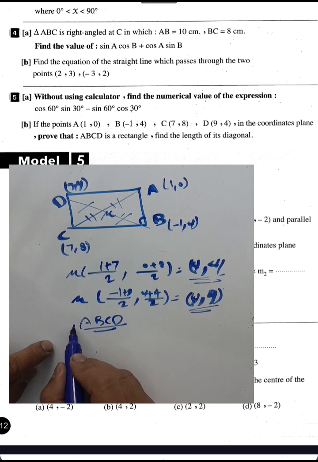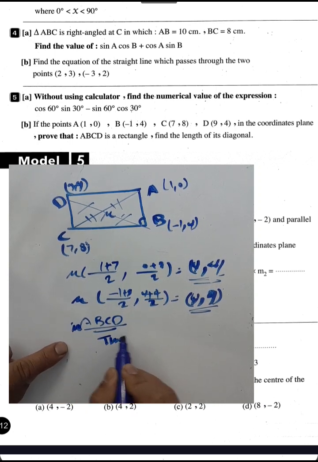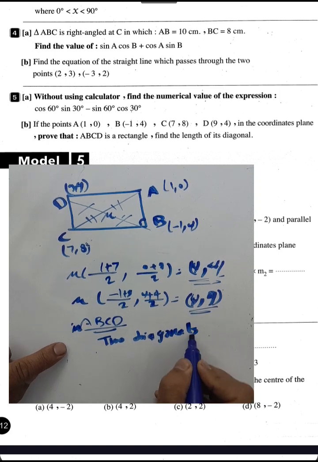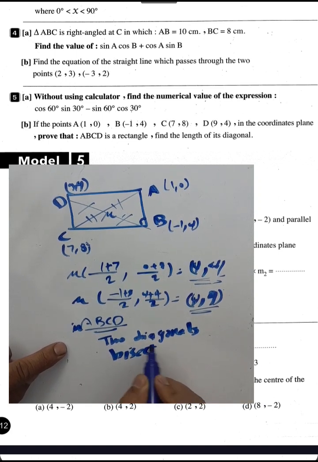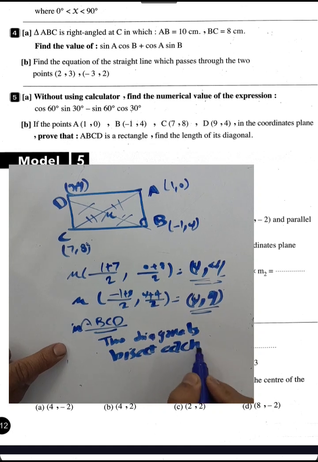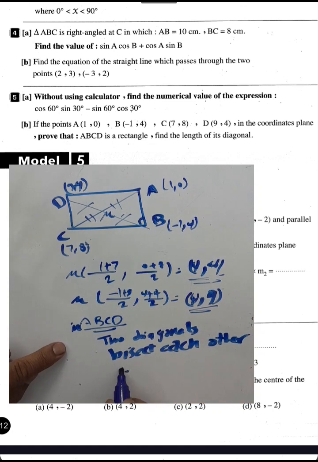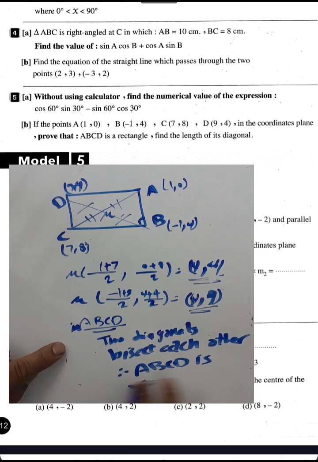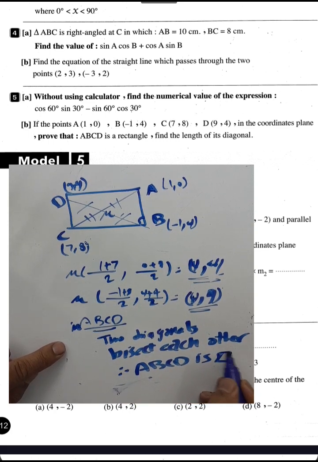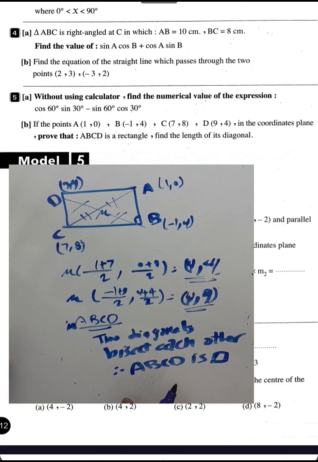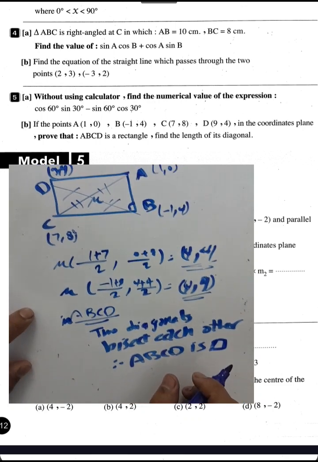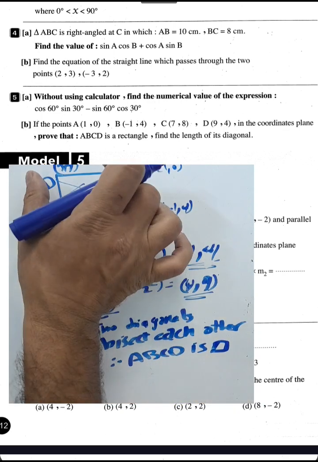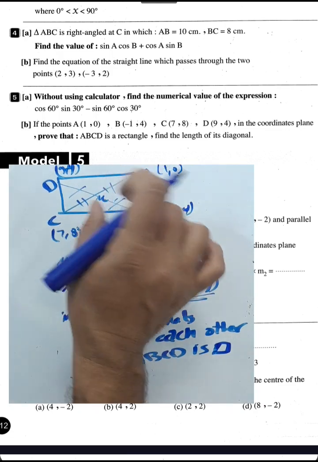Then in ABCD, the two diagonals bisect each other. Then ABCD is a parallelogram. Okay, now I will prove that this parallelogram is a rectangle. How? By finding the lengths of AC and BD. If the two diagonals are equal lengths and bisect each other, then ABCD is a rectangle.